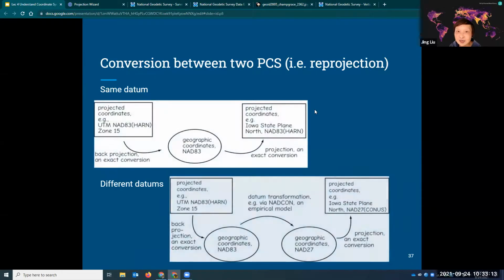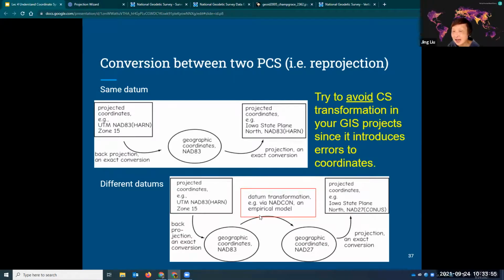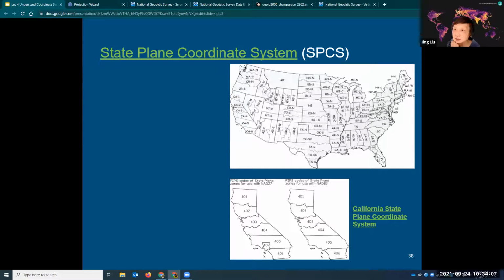All right, then how to convert between two PCS? Two cases. If they have the same datum, you don't need to do a datum conversion. You just need to project the coordinate system back to the geographic longitude and latitude, and then apply your new projection again. And if they define a different datum, you need to do this datum transformation. In ArcPro or QGIS, you will see this if you have two different datums. So try to avoid it, because every time you convert from one datum to another, you always introduce errors to your coordinates. Avoid it.